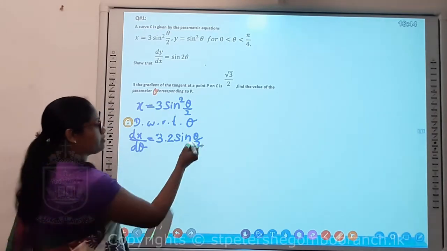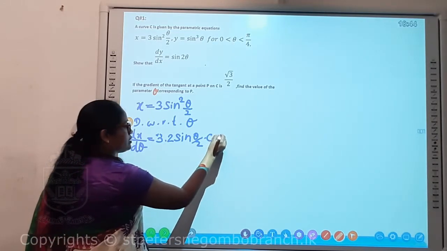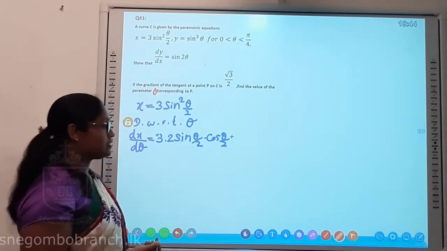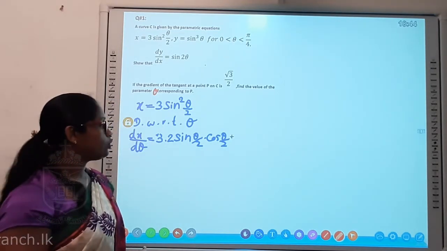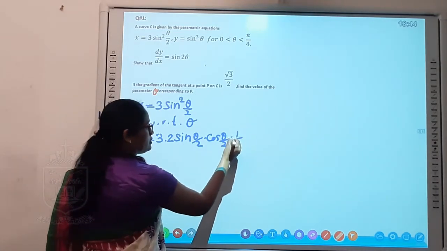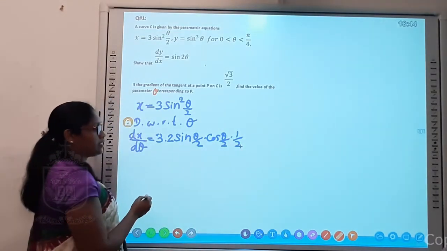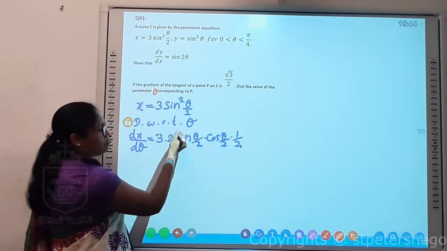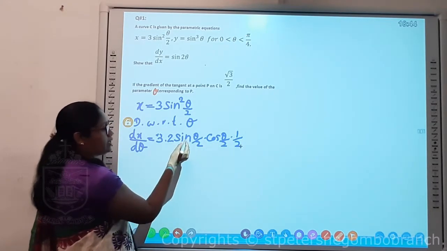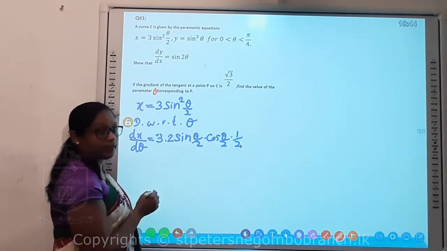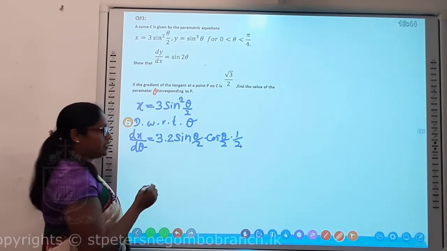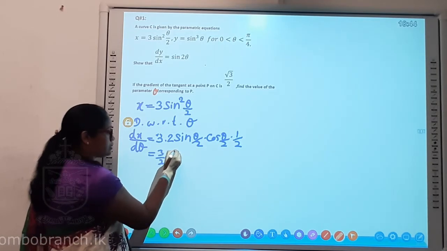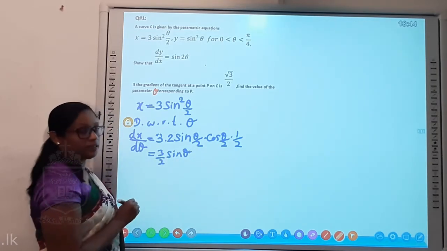If we differentiate sine, we get cos. This is cos theta over 2. Again we have to differentiate the function inside that sine, that is theta over 2, which gives half. Without simplifying the middle term, 2 sine theta over 2 and cos theta over 2, I write as sine theta. So the answer is 3 over 2 sine theta. That is dx over d theta.